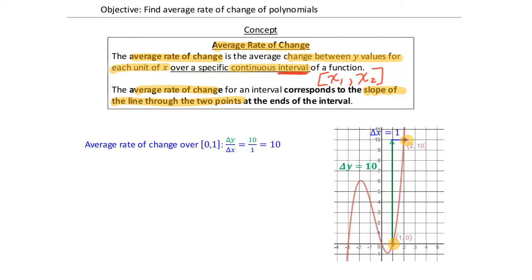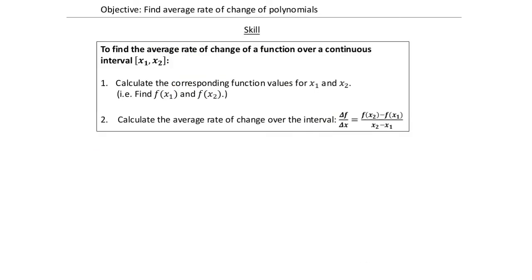But again, we're actually going to be using the formula rather than just taking the rise over run, because sometimes on the graphs the scale goes by 2, sometimes the scale goes by 3, so it just depends. And so you got to be super careful with that. So instead, we're going to use the formula, which is what the skill here is saying. So my skill is to find the average rate of change of a function over a continuous interval.